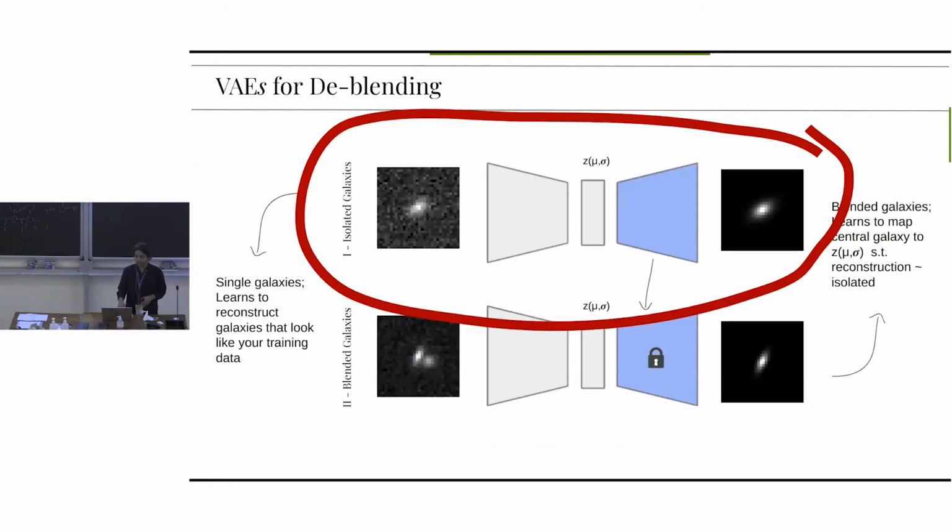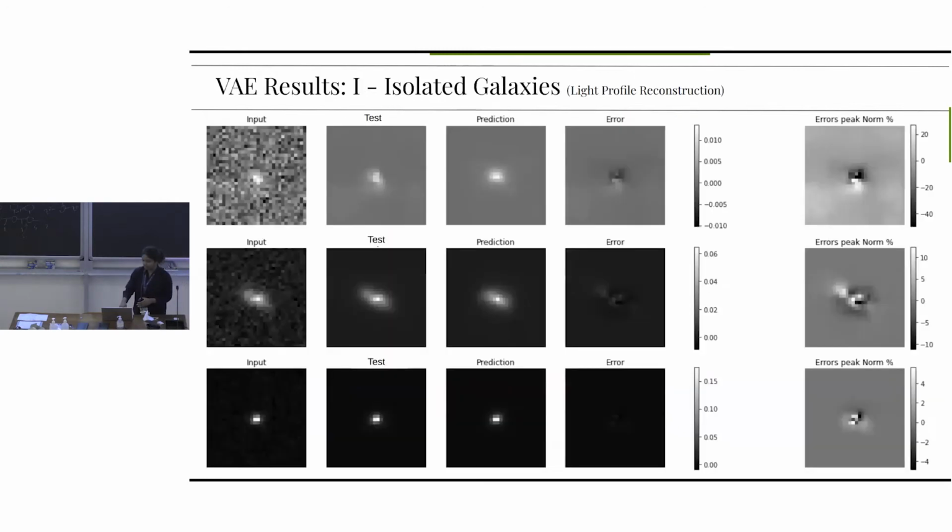Okay, so now we're going to look at the results for the first VAE. And this is what it looks like. So you have the input, which has some noise. And this is the true test image. And this is the prediction by the VAE. So for a really faint galaxy, the VAE doesn't really do super well, although it's able to get some information about the flux and the size of the galaxy. But as we go brighter and brighter, the VAE does much better than the other cases.